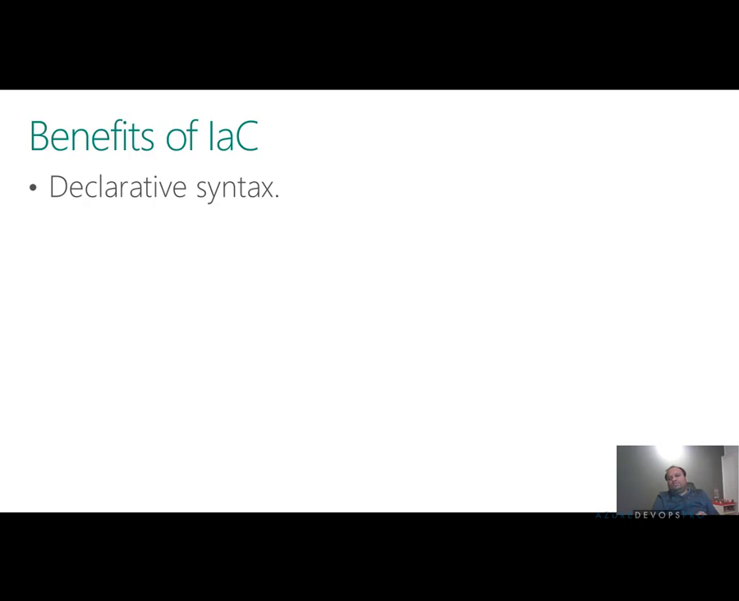We will talk about benefits in a typical bullet point in a PowerPoint. So the benefit of infrastructure as code is declarative syntax. In infrastructure as code, we actually have two types. I think I skipped one that is not really useful nowadays, which is called imperative syntax. Imperative syntax is a typical scripting architecture.